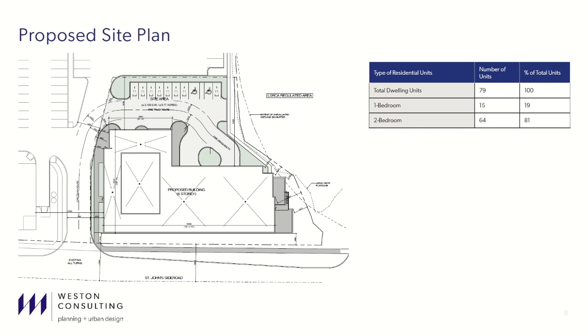In terms of the proposed site plan, I had mentioned earlier that 79 residential units are proposed, 15 of which are one-bedroom units, that's 19%, and 64 are two-bedroom units, or 81%. The typical size for one-bedroom units is 67 square meters, or about 725 square feet, while two-bedroom units range from 78 to 80 square meters, or 827 to 980 square feet.